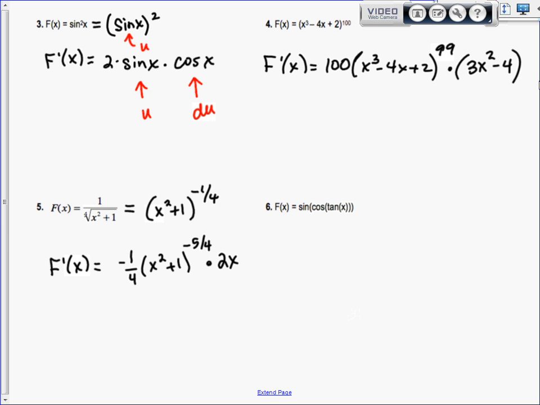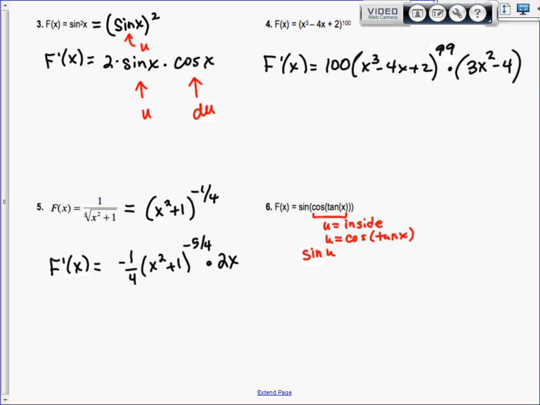All right, here's a hard one. You ready for it? Yeah. See why it's called a chain rule? You can have multiple chains. Complicated. All right, so let's start with this being the inside. So u is going to be my cosine tangent x. So what I really have is sine of u, right, when I rewrite it with u values.